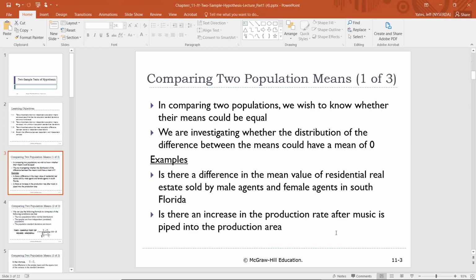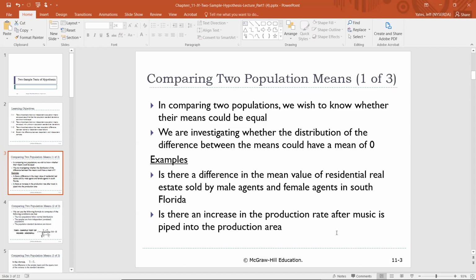All right. So what's an example here? So in comparing the two populations, we want to know whether their means could be equal. So we're investigating whether the distribution of the difference between the means could have a mean of zero, meaning there's no difference between the two.